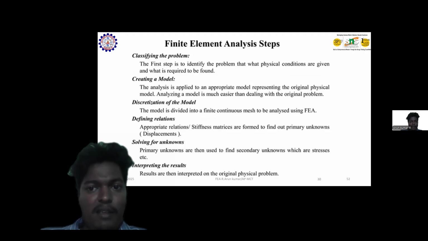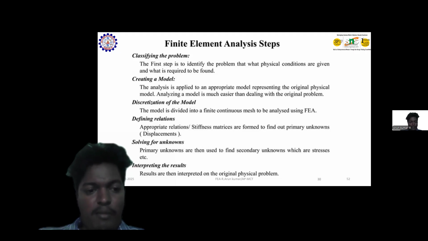Then the finite element steps; we have to classify the following steps. The first step is to identify the problem: what physical conditions are given and what is required to be found. Then creating a model: the analysis is applied to an appropriate model representing the original physical model, and analyzing a model is much easier than dealing with the original problem. Discretization of the model: the model is divided into a finite continuous mesh to be analyzed using the FEA.